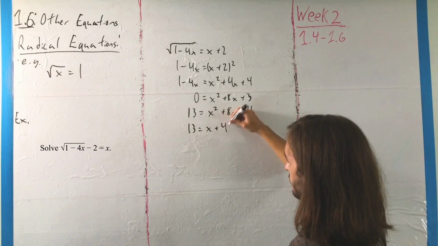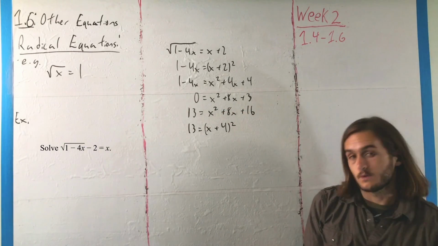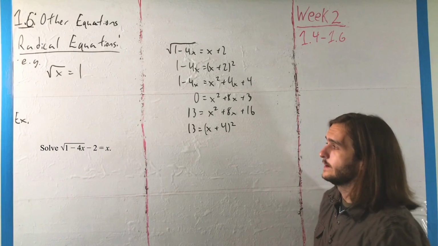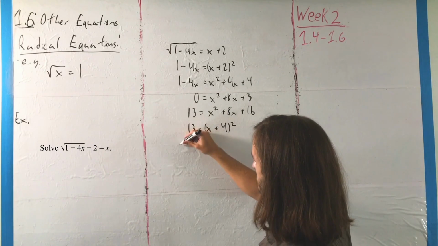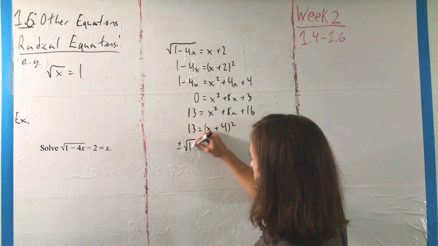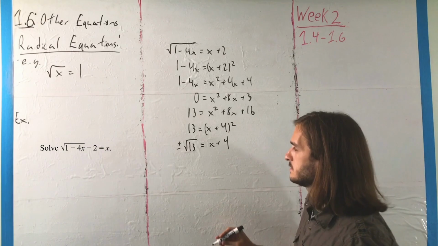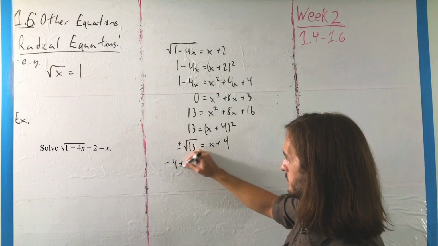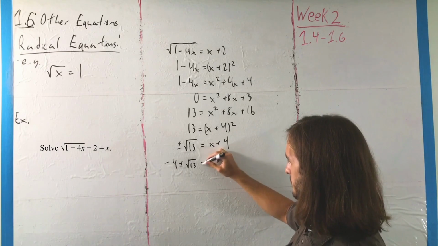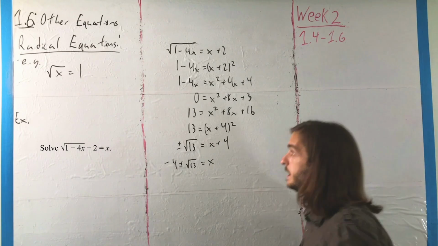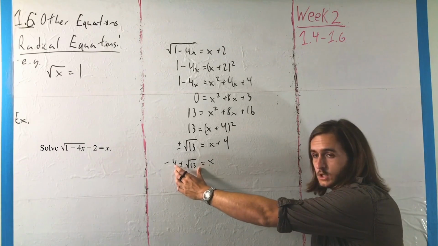That is, 13 equals the quantity x plus 4, squared. So now we're back like we were in that original completing the square problem, where to finish this off, we're going to take the square root of both sides. So we'll have plus or minus root 13 is equal to x plus 4, or negative 4 plus or minus root 13 is equal to x. And you might think to yourself, okay, that's our solution set, the 2 of these.